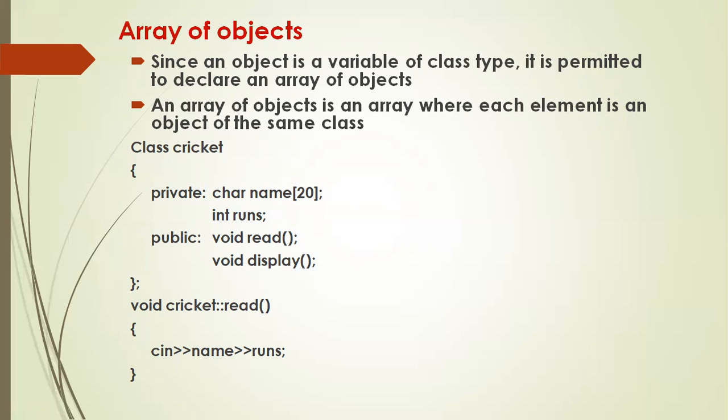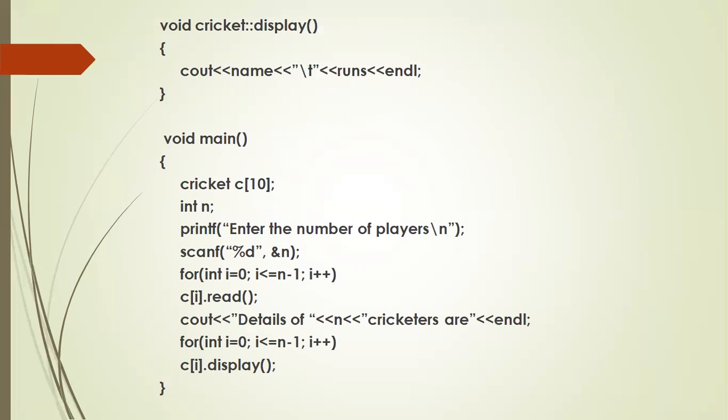Now we have to define the two functions, read and display, outside the class. Void, the class to which the function belongs, cricket, scope resolution, read. The purpose of the read function is to input the values for name and runs: cin name runs. One member function is defined outside the class. Then take the second one. Void, again the class name is cricket, display. First cout, one tab, and the number of runs scored. So what happens is it?